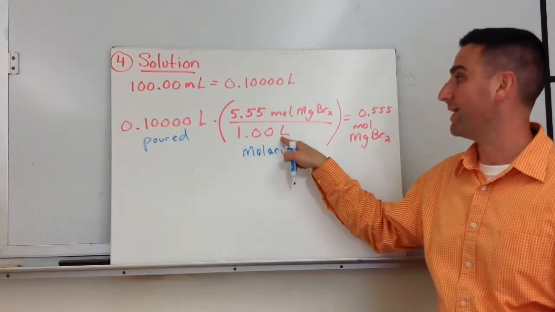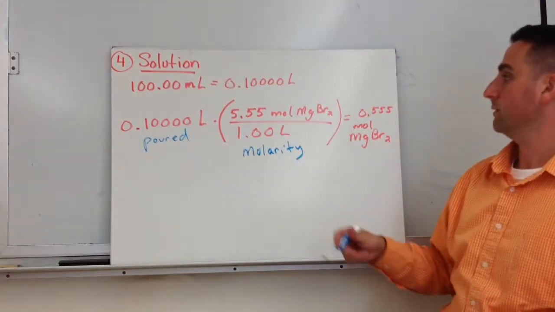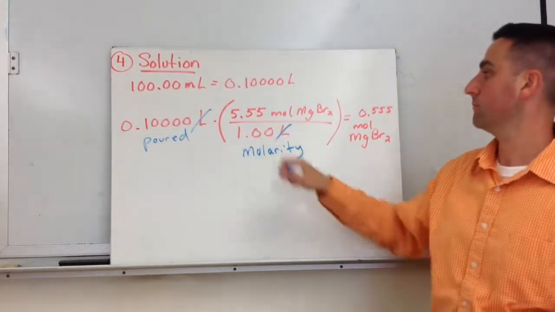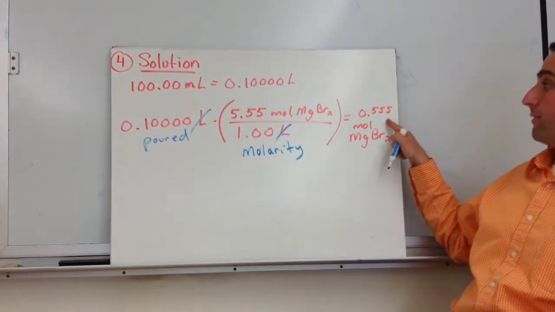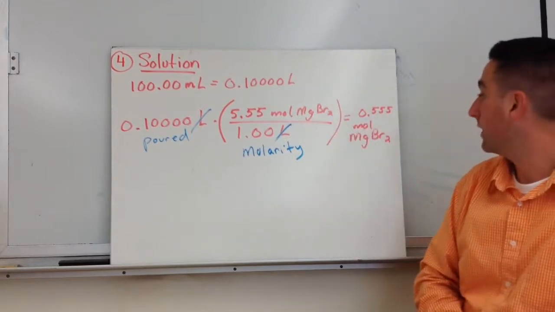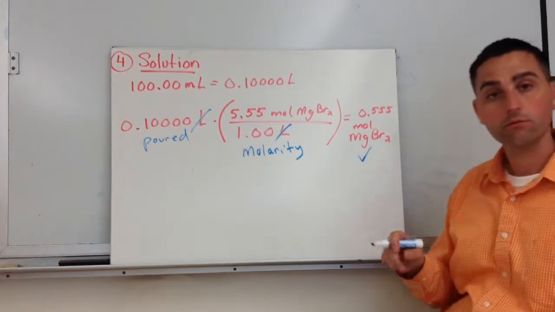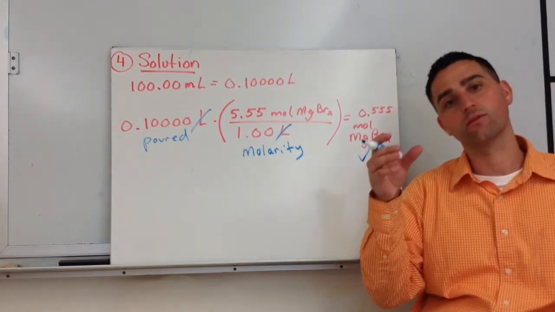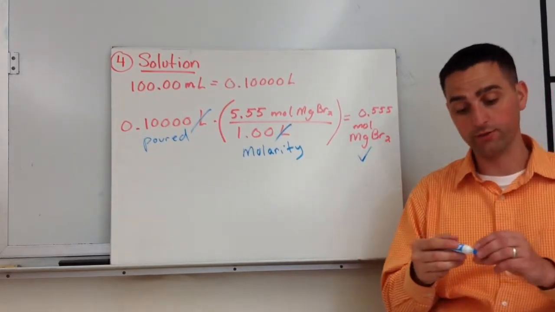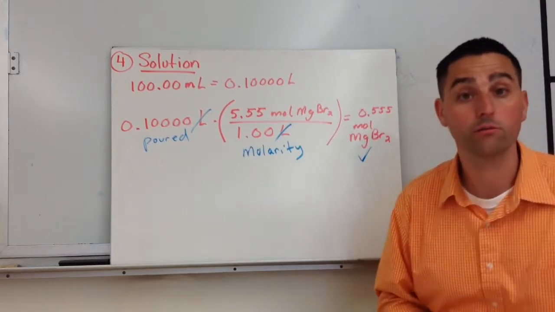So I don't have a liter, I have 1/10 of a liter. So my liters cancel, and we have 1/10 of our concentration. Right? We have 0.555 moles of MgBr2 should be in that 100 milliliters of what we poured out.